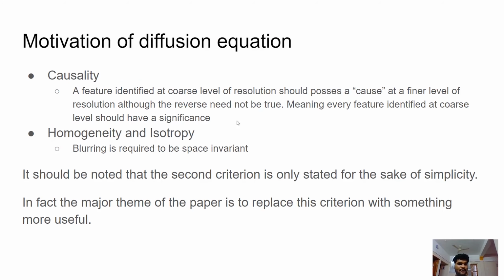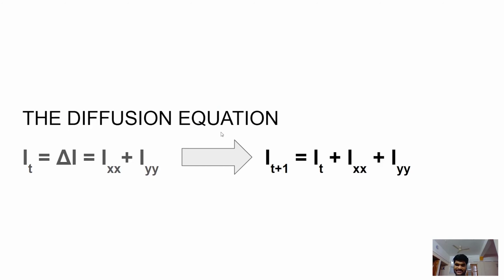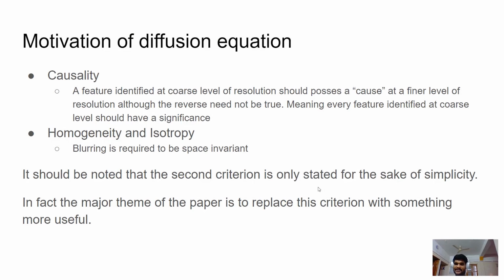So, the motivation of the diffusion equation. There are mainly two motivations why the scientists came up with this diffusion equation. One is causality: a feature identified at a coarse level. Coarse level here means after a few iterations in time. We take an image and apply the above diffusion equation multiple times, and we get a coarser level of resolution.